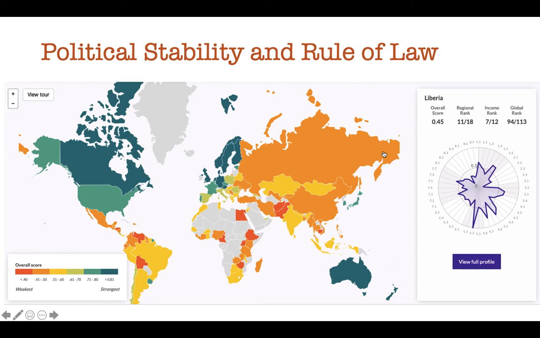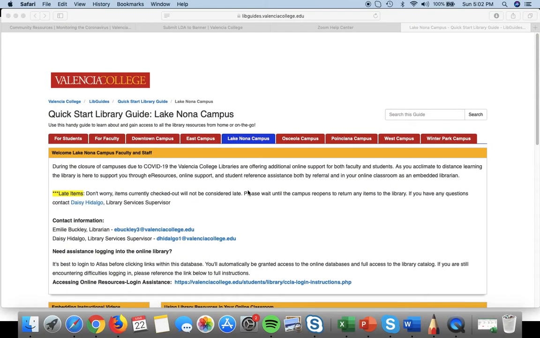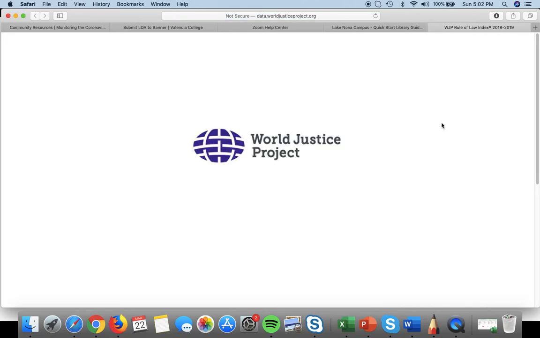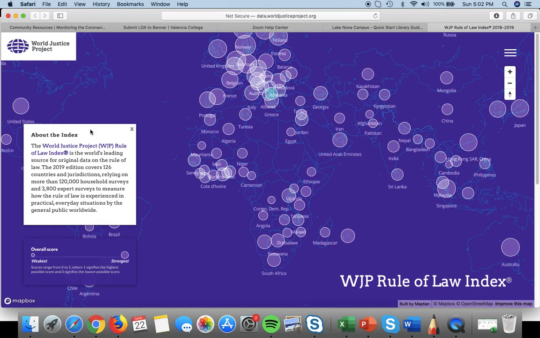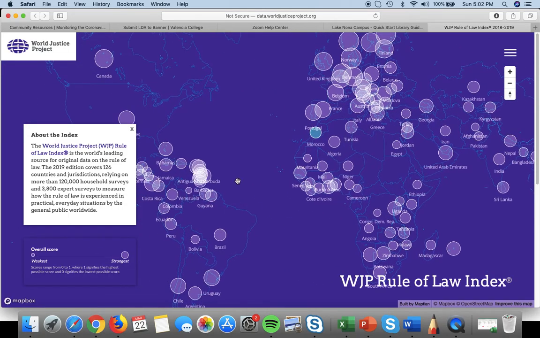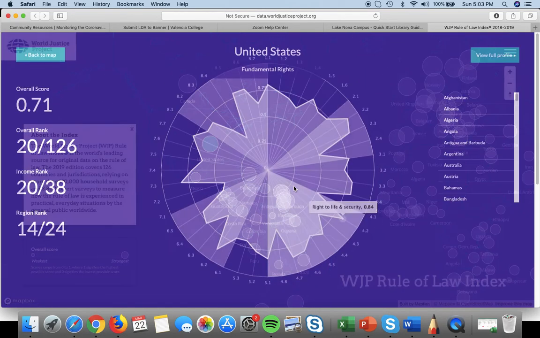So I have this cool map here from an organization called the World Justice Project. They create a rule of law index, essentially, that ranks different nations on how well the rule of law functions in society.